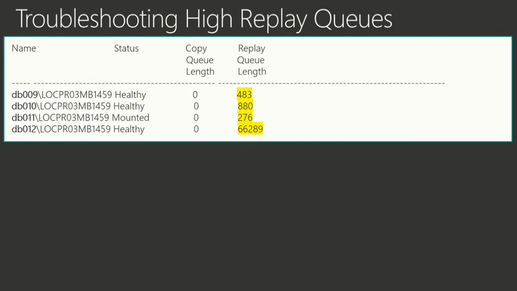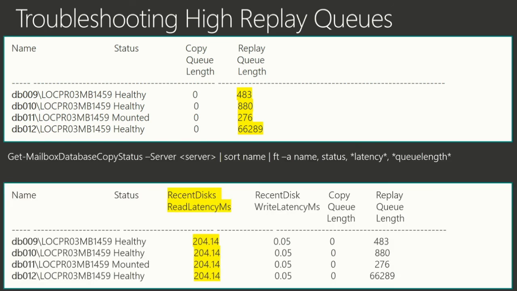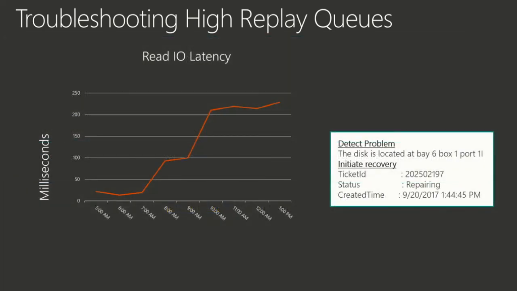So let's say you're noticing a bunch of high replay queues on the same server, and those databases are sequential, so it might be a disk problem. So again, you pipe out the disk read latency, and whoa, 204, that's pretty high. And if you have access to historical data, you can see it was, in fact, high for quite a number of hours. And in Exchange Online, we have a repair box component that detects errors like this. So it actually identified the bad disk and automatically created a ticket.